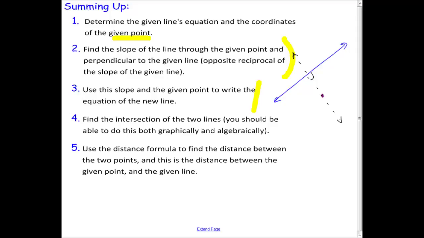Then we went on to find the intersection of those two lines right here, which you should be able to do both graphically and algebraically. And then once we found the coordinates of that intersection point, we used the distance formula to actually calculate the distance between the given point and the given line.